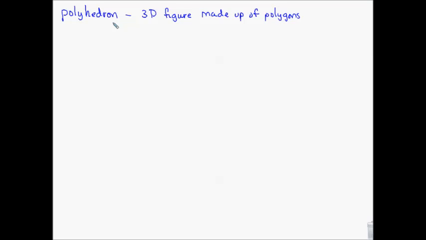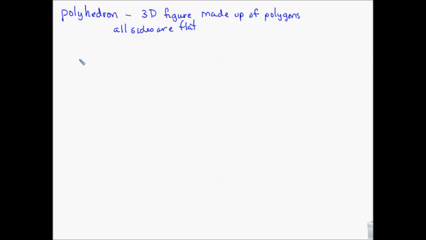Okay, cubes, boxes, rectangular solids, pyramids, dodecahedrons, which is kind of like a soccer ball if it wasn't round, but you flattened all the little shapes on the side. These are all polyhedrons. So they're 3D figures made up of polygons. All the sides are flat.